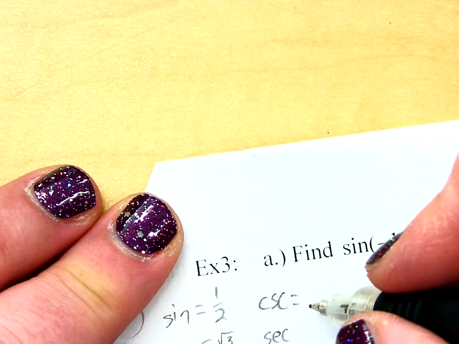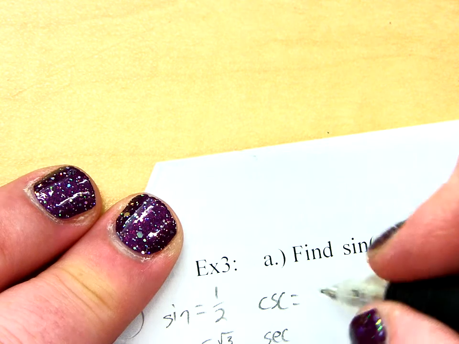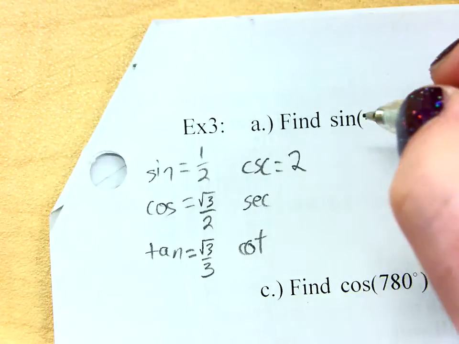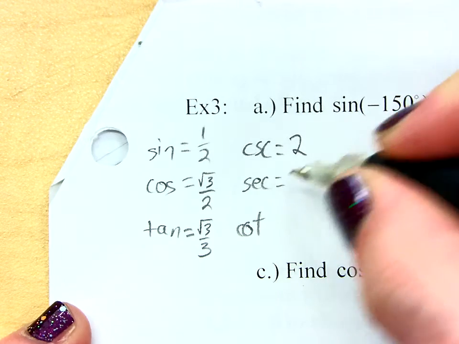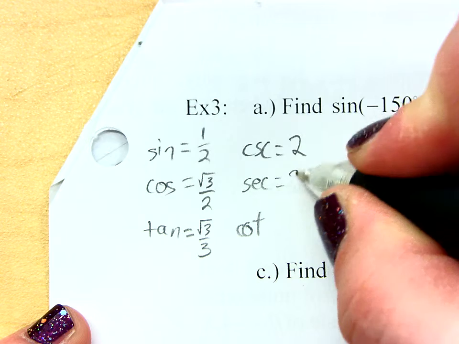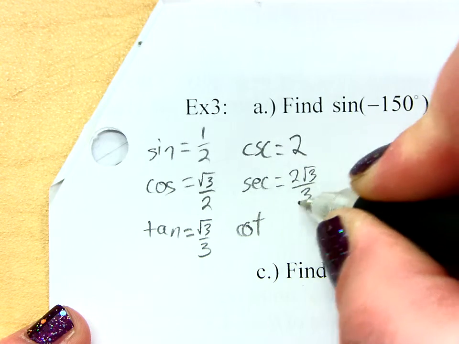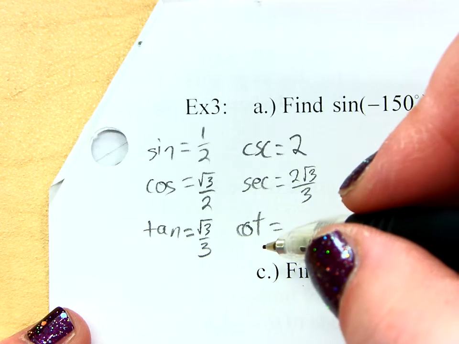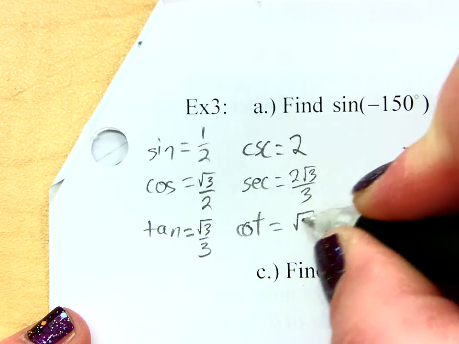Cosecant was, for 30, 2. Oh yeah, sorry. Secant is 2 root 3 over 3. And cotangent, root 3.